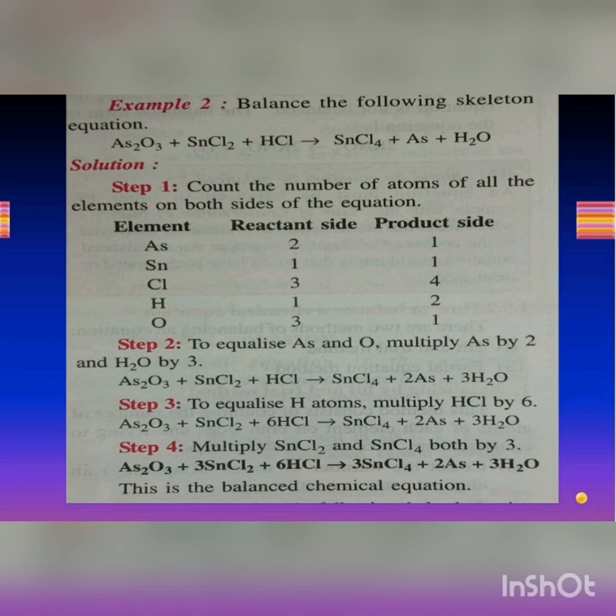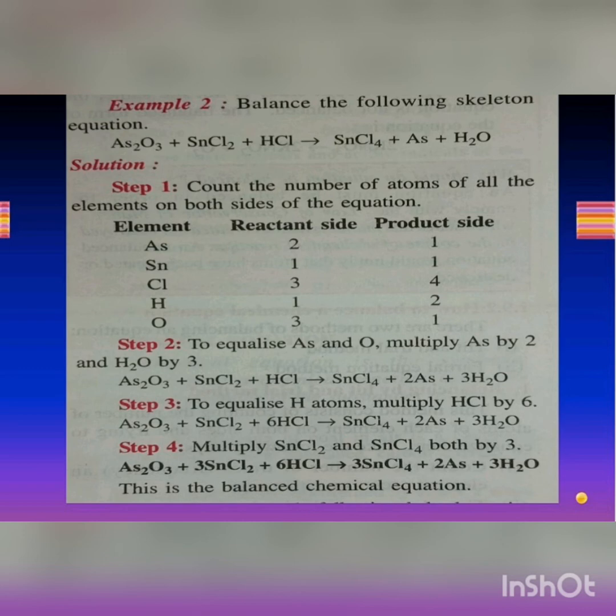So the next step says As2O3 plus SnCl2 plus 6 HCl. Here we are putting 6 in front of HCl, and the rest is just like the previous step, SnCl4 plus 2 times As plus 3 water molecules. Now we will need to multiply SnCl2 and SnCl4 both by 3. And why we need to do that? Just to balance the whole equation out. So if you multiply SnCl2 and SnCl4 by 3, we get a balanced chemical equation.